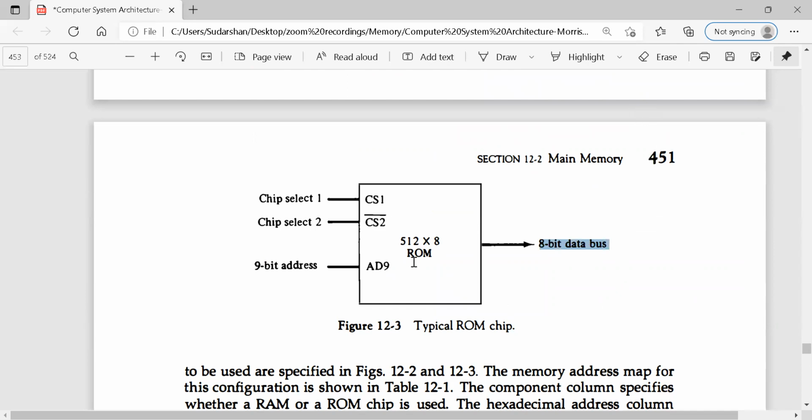Remember, in ROM, the data doesn't flow from CPU to memory. You can only perform a reading operation. Writing operation is not possible. Therefore, it is only unidirectional. Data is output from ROM, and that is being sent to the CPU. So that's the point you have to keep in mind.